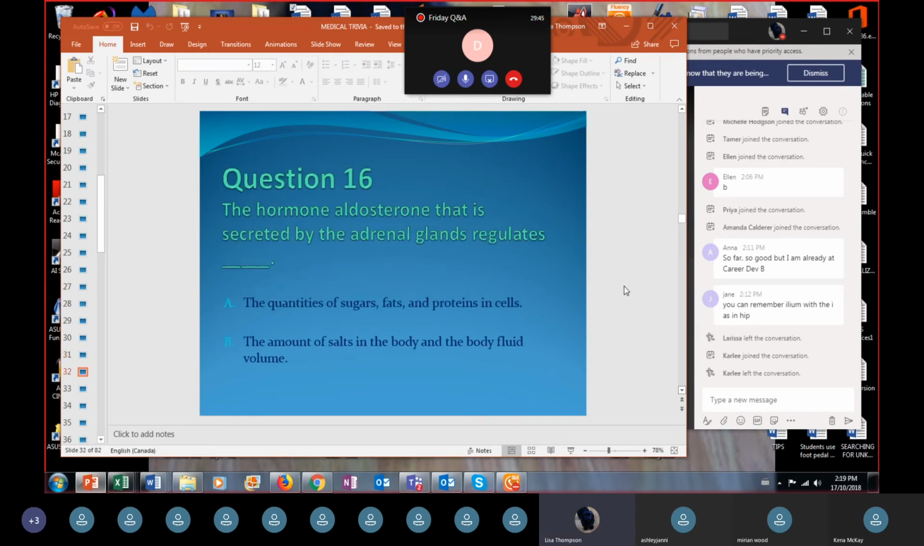Question 16. The hormone aldosterone, I always had trouble with that word, that is secreted by the adrenal glands regulates what? Is it A, the quantities of sugars, fats, and proteins in cells? Or is it B, the amount of salts in the body and the body fluid volume?